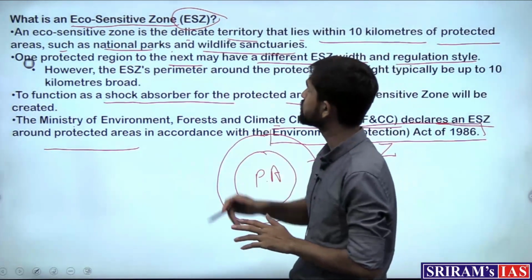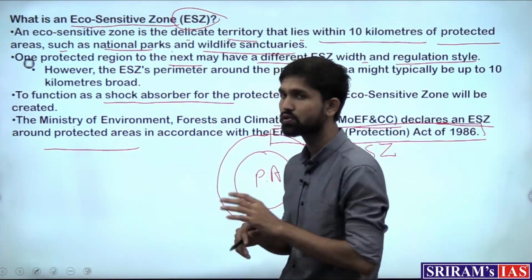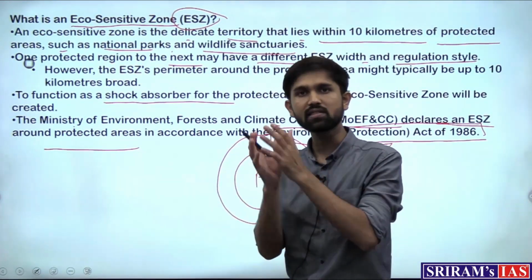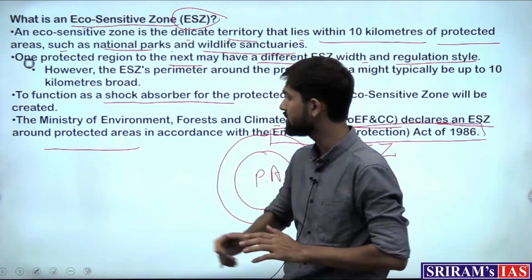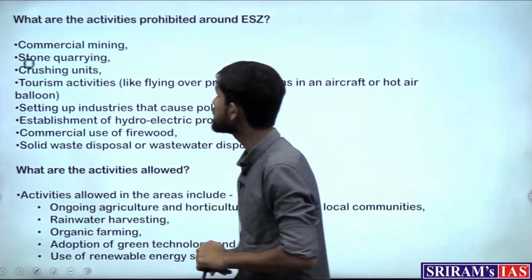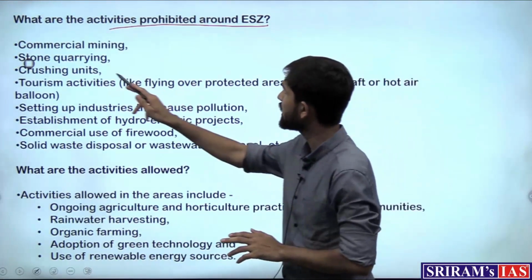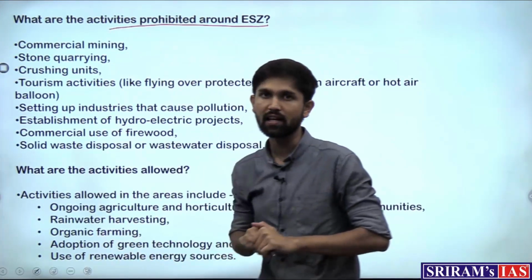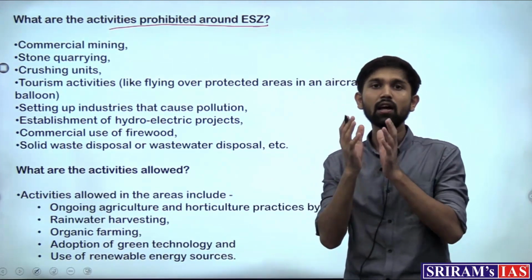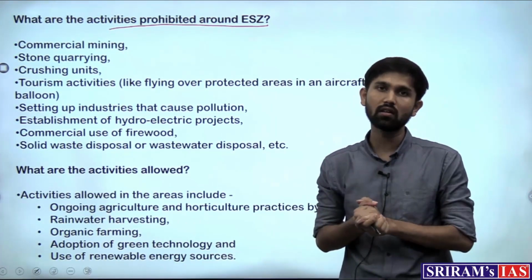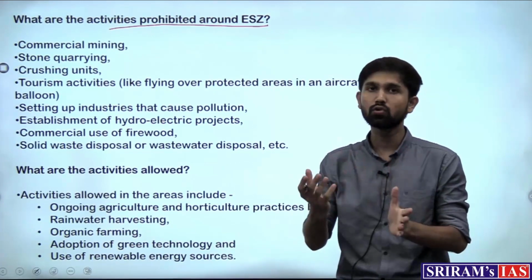Alright, we understood the concept of eco-sensitive zone, but what are some of the activities that are allowed and prohibited in the eco-sensitive zone? First, looking at the activities prohibited around the eco-sensitive zone. Which are the activities which one cannot carry out? Those activities which will harm the ecosystem of the forest won't be allowed.